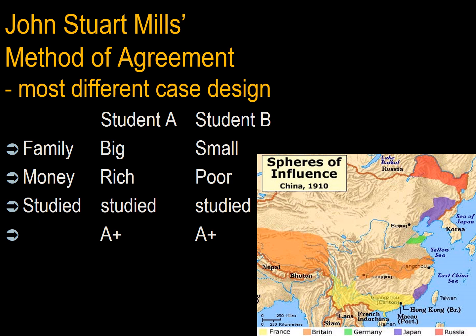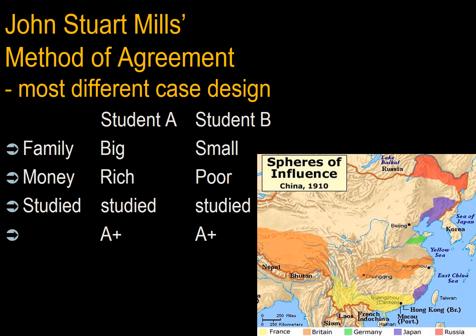So here we've got student A and student B. They have different family structures. Student A's got a big family, student B's got a small family. Student A is from a rich family, student B is from a poor family. But when we look at the variable of studying, both studied very hard, and that explained why they got top marks. So again, the method of agreement consists of selecting dissimilar cases, cases that are different.